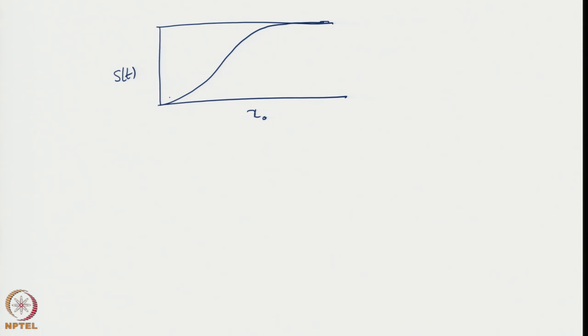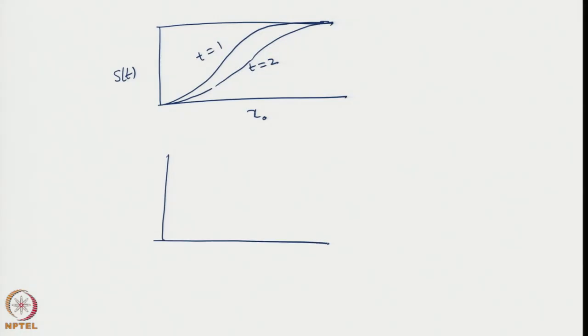As the time increases, of course, the survival probability will become less and less. Let us say this is for t equal to 1 and this is for t equal to 2. So, slowly the survival probability decreases. You can have a plot as a function of time, which shows the survival probability as a function of time.